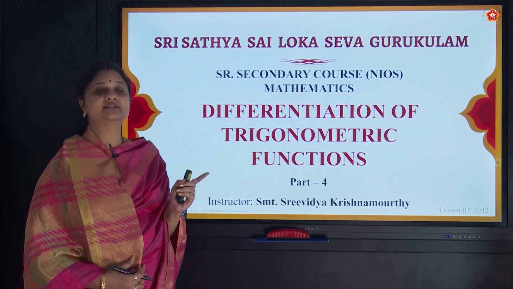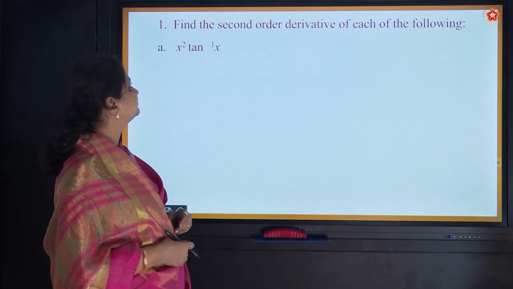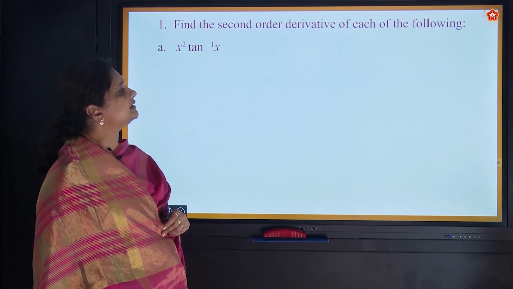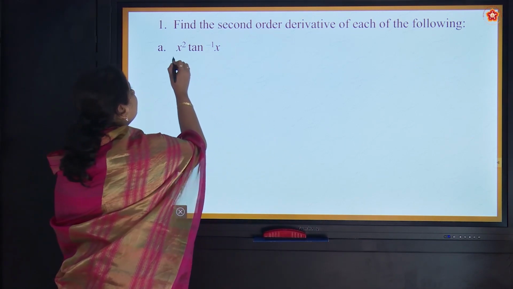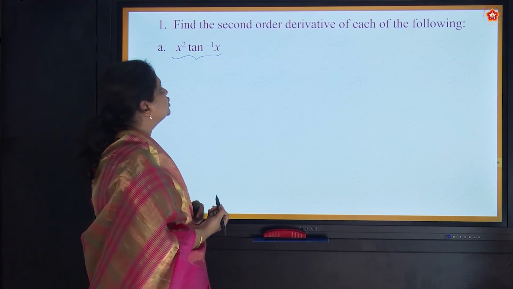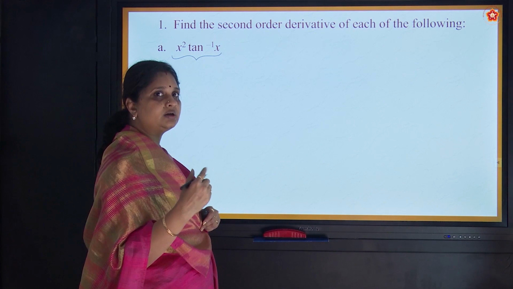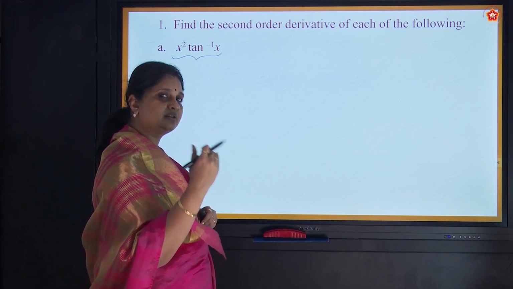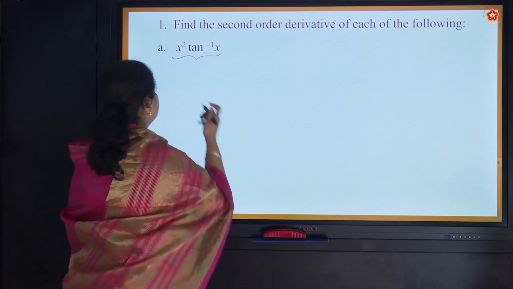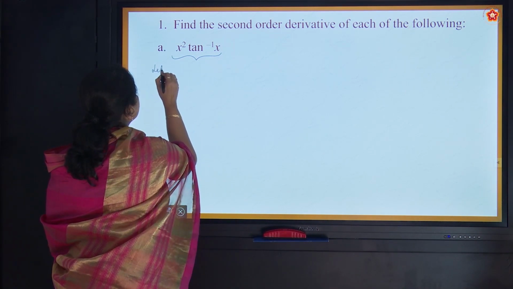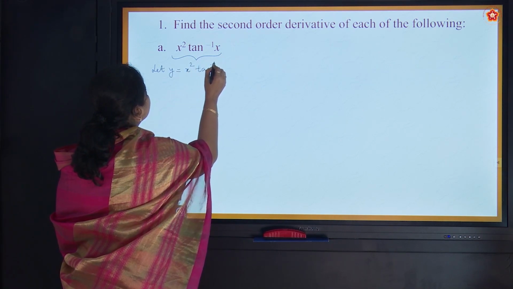We've been learning differentiation, especially trigonometric functions. Now, find the second order derivative of each of the following functions. We are given a function and asked to differentiate it. Find the second order derivative. We have learned how to find the second order. We first differentiate it once to find the first order, and then the derivative is again differentiated to get the second order derivative. So, as usual, let y equal x squared tan inverse of x.